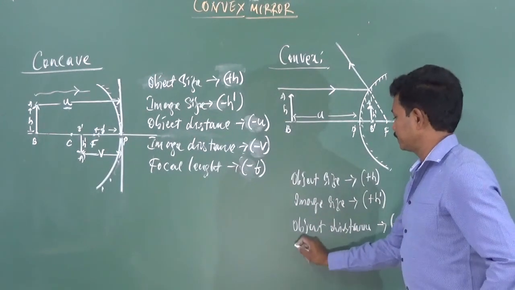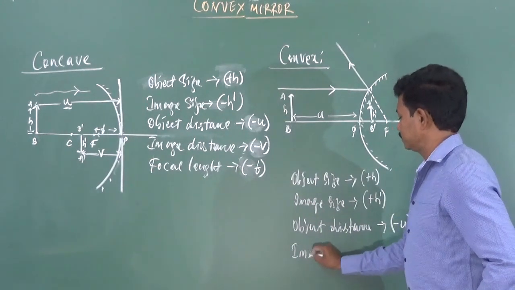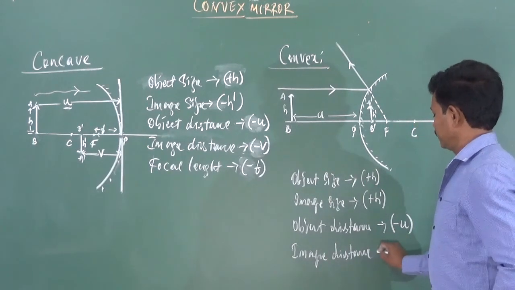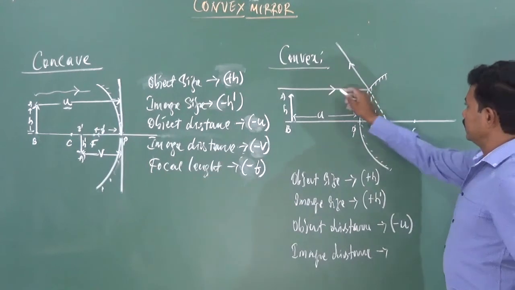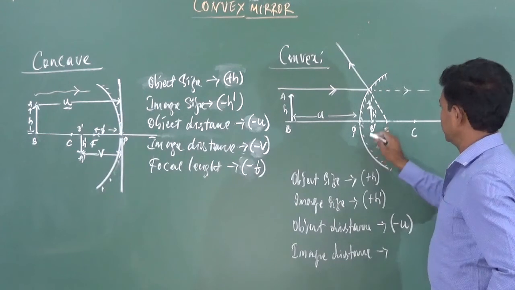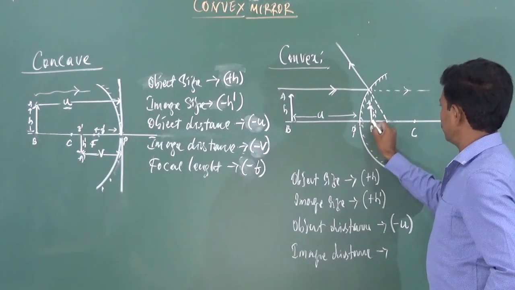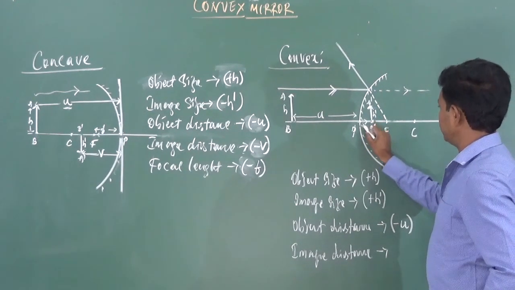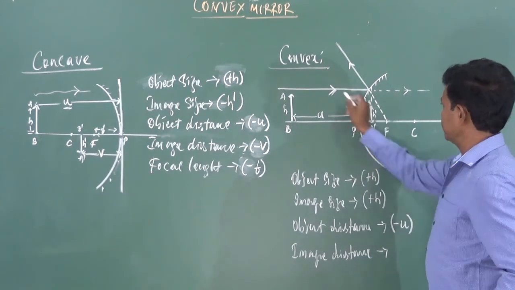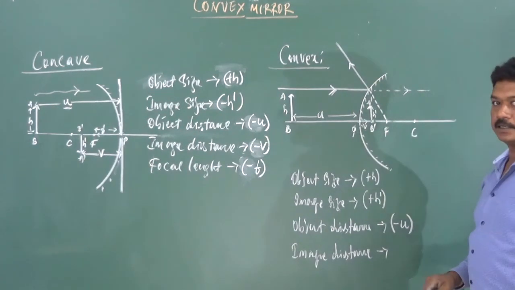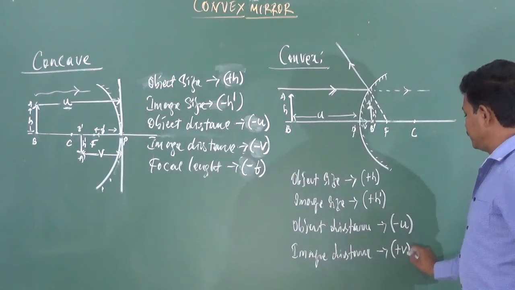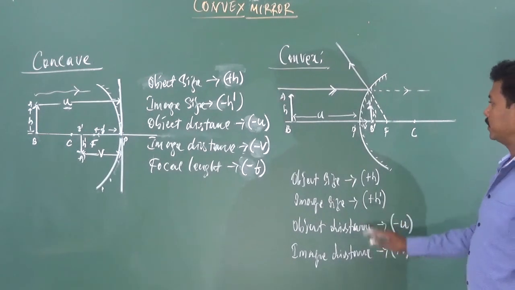So now we will take image distance. Light rays are moving in this direction towards the mirror. In this direction, the light rays are moving out. So from pole to the image, you are measuring in this direction. That is v. You are doing this measurement in the direction of the incident light rays. Therefore, it should be taken as positive. So it is plus v. It's very important what I am telling you here.